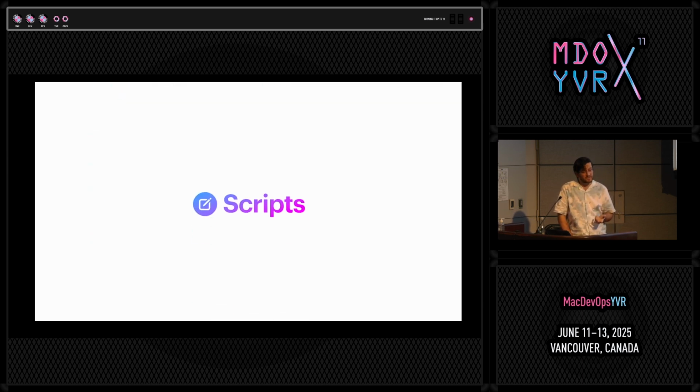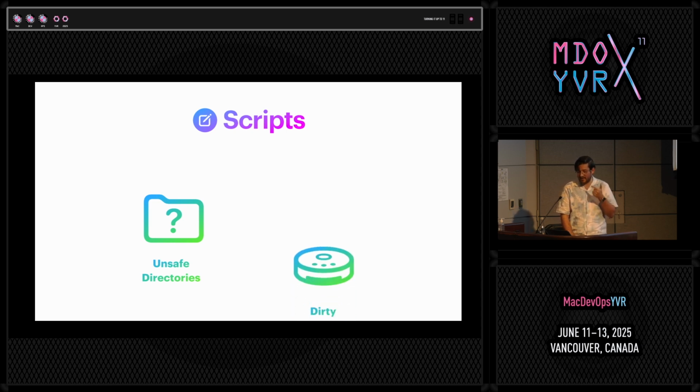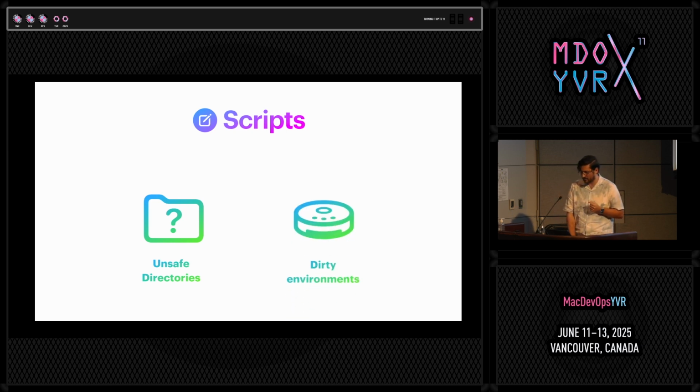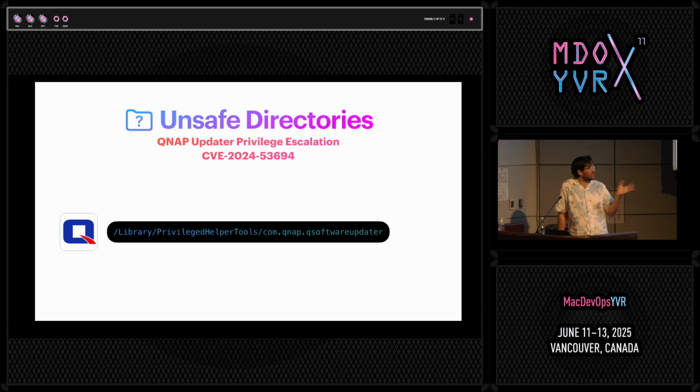Next, let's look at scripts. For scripts, there are two primary vulnerabilities I see. First is working in unsafe directories, and the second is dirty environments. So for unsafe directories, I'm going to pull up a QNAP CVE I worked on. When you install QNAP software, you'll get a QNAP updater under the Privileged Helper Tools directory.